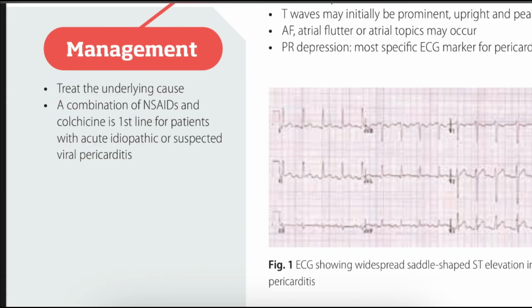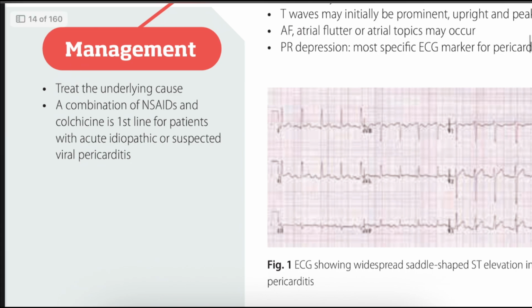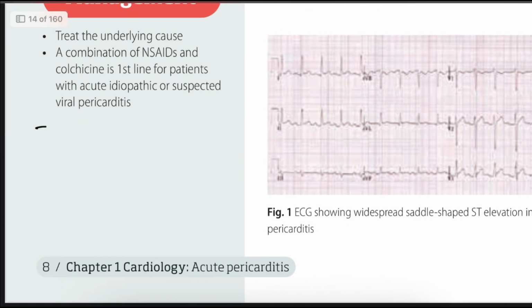if it's acute viral or idiopathic, we have to start NSAID plus colchicine. Okay, this NSAIDs and colchicine combination is the first line for patients with acute idiopathic pericarditis. This is the standard treatment. Or we can start some pharmacological management like drug therapy.